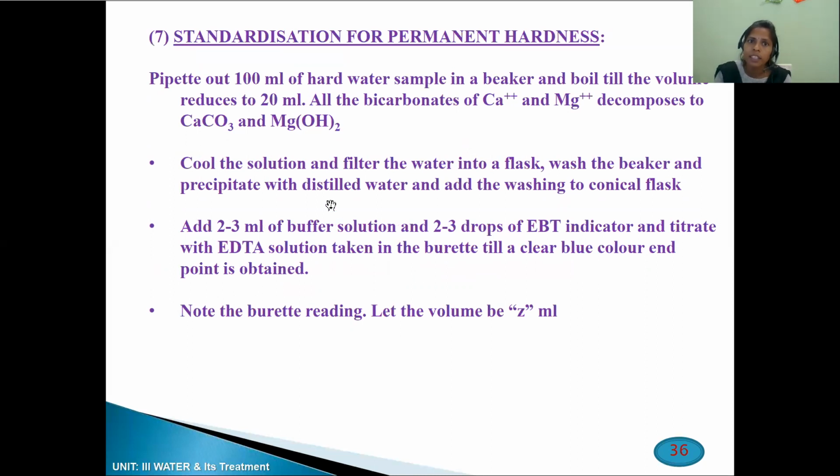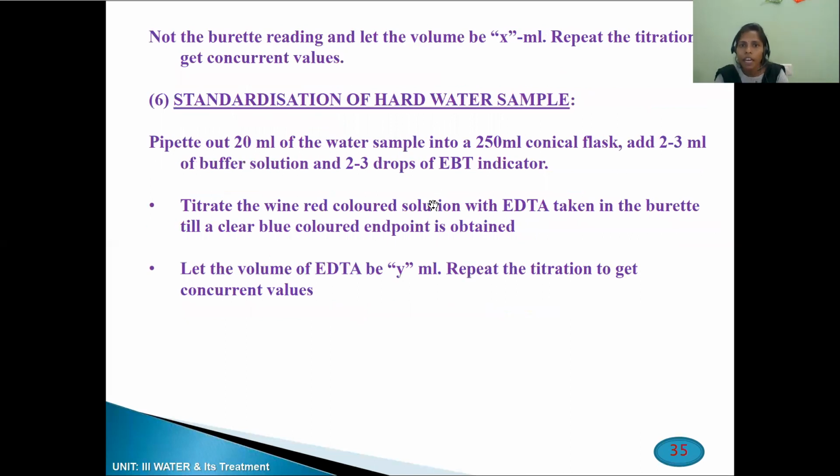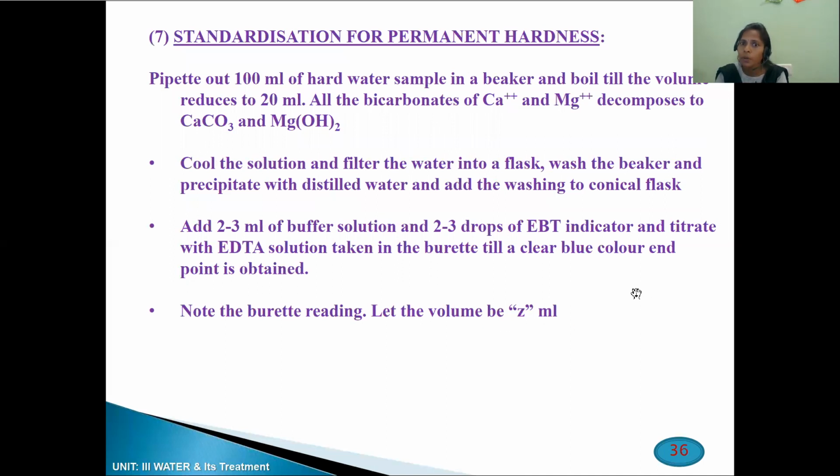And the next one, standardization for permanent hardness. So whatever we have done here, that is for total hardness. I explained in the last class what is meant by total hardness. Total hardness is nothing but the sum of temporary and permanent hardness. So here this is the total hardness, and we can also find out the permanent hardness separately. In the previous step, we have found only the total hardness.